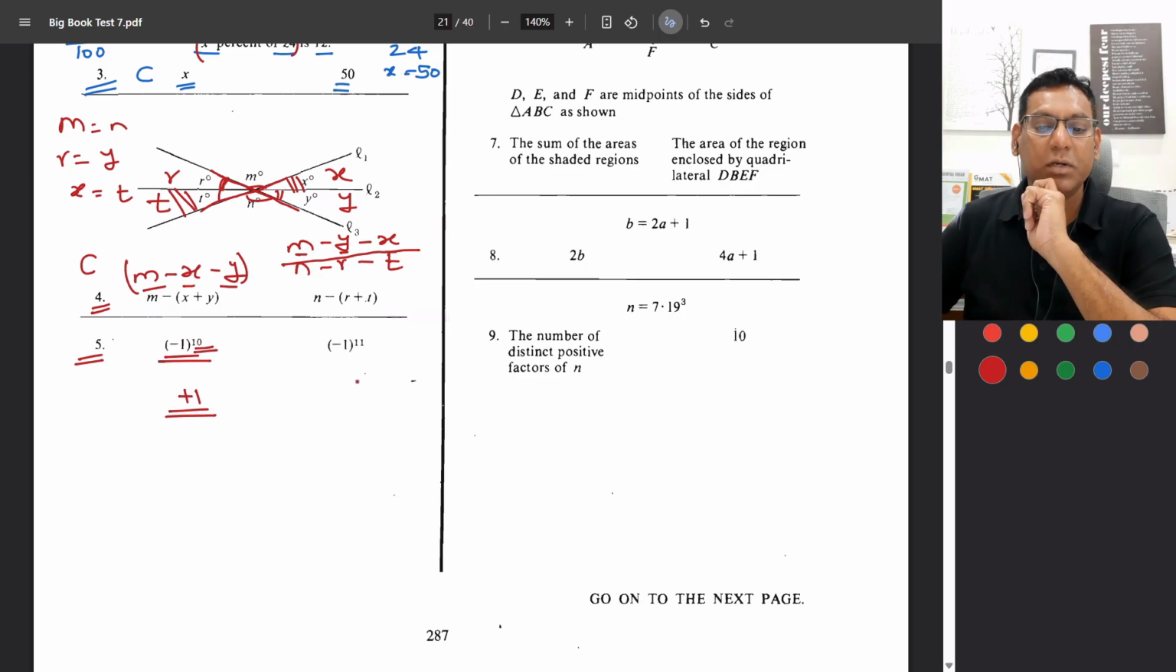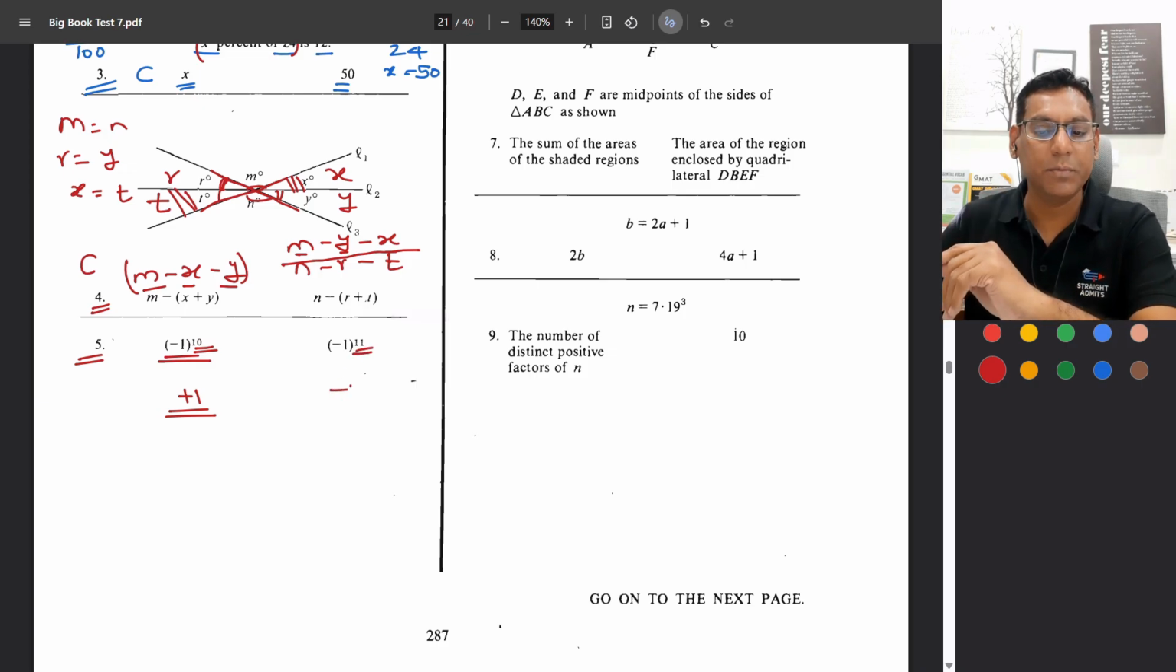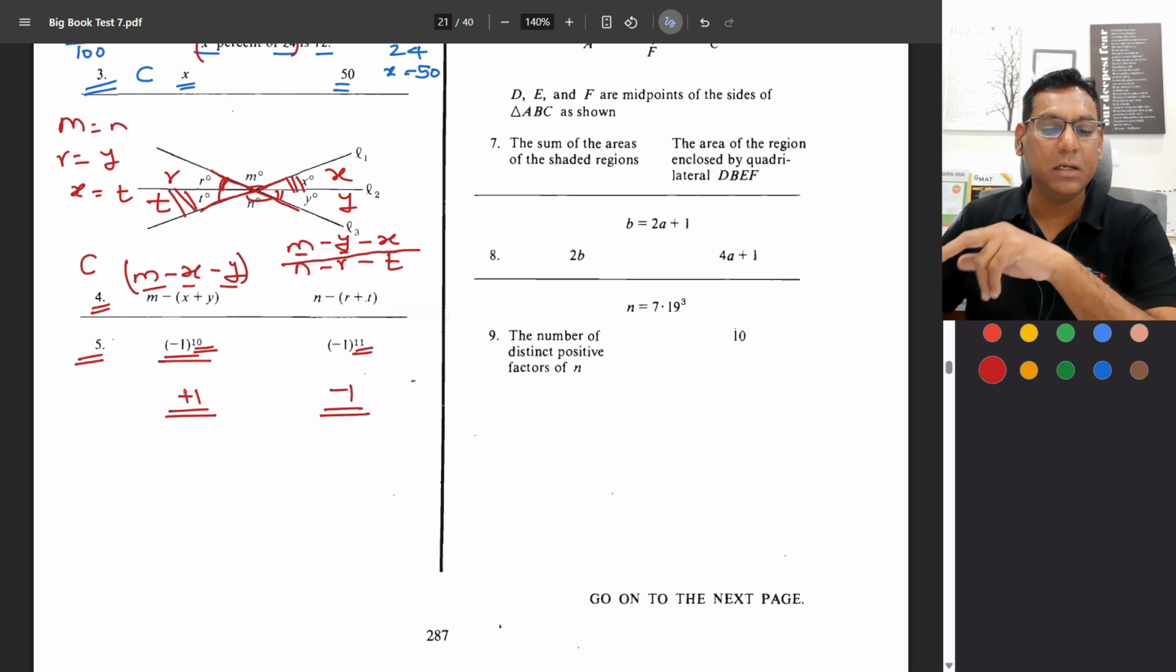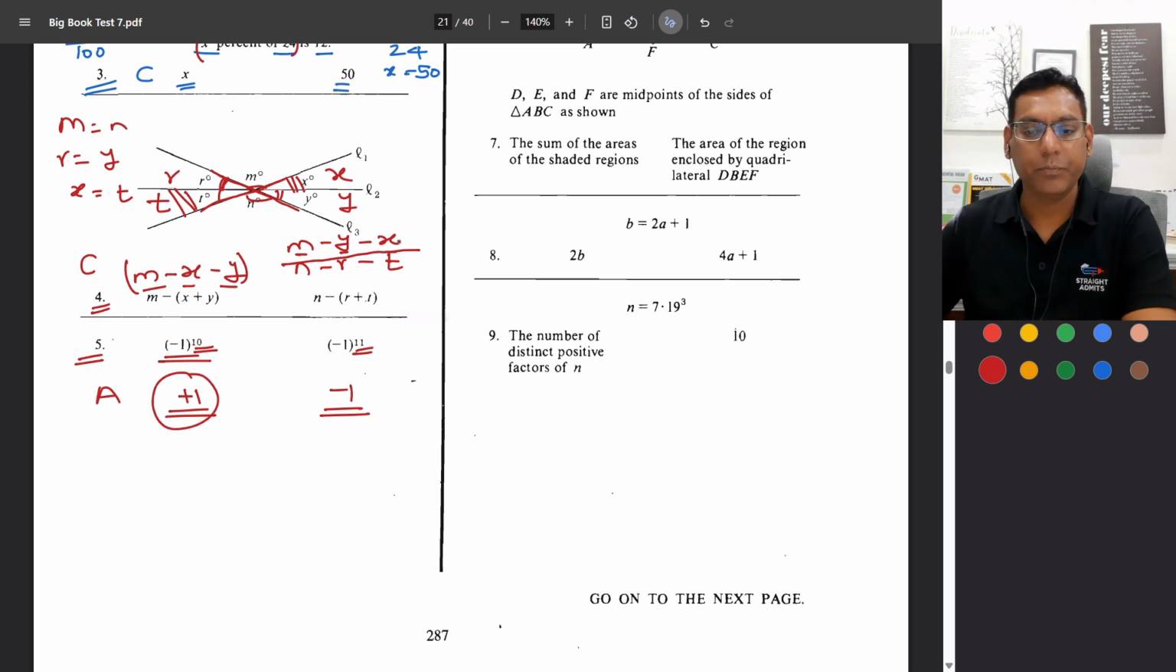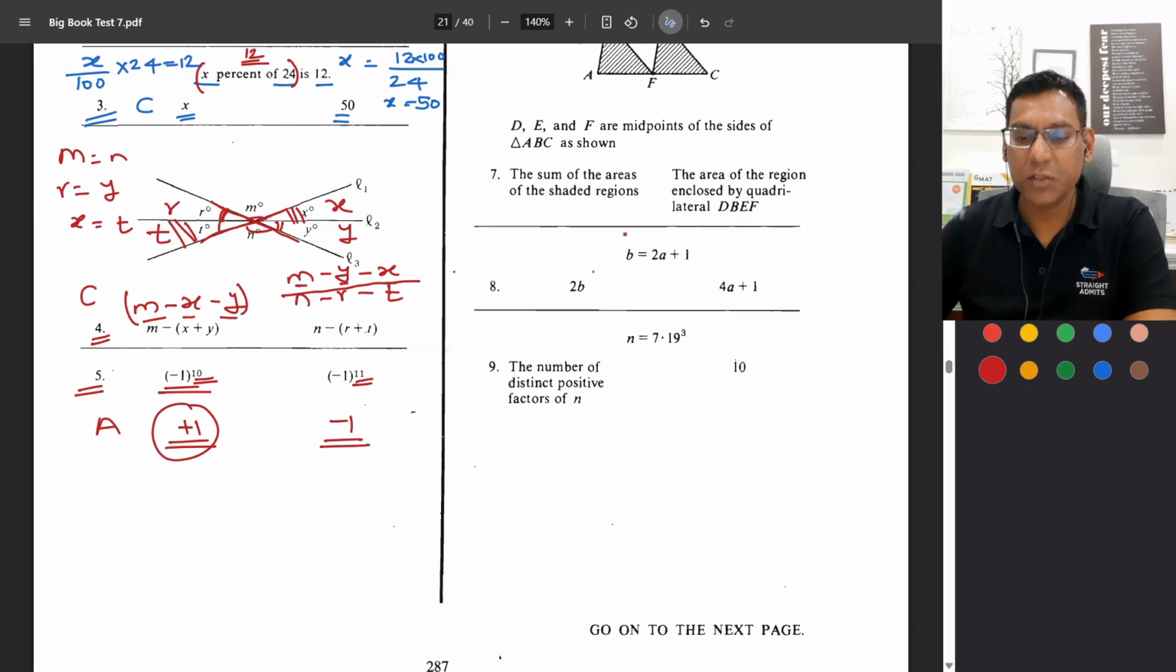Okay, and this is minus 1 raised to 11. Again, it's going to be 1 or minus 1. This is an odd power, so it's going to be minus 1. Okay, so now which one is bigger? Column A is bigger, so answer choice A. All right, so far so good.